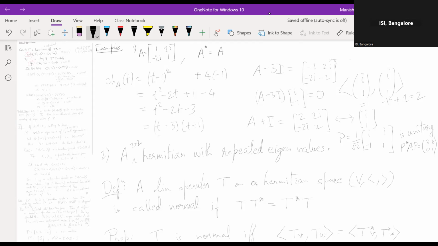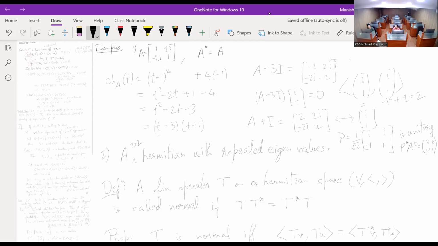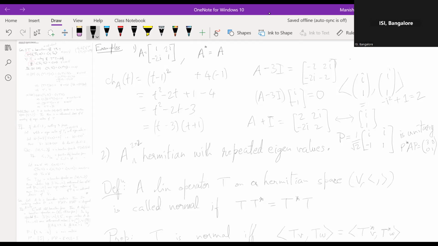So what happens if A has repeated eigenvalues? In this case the eigenvalues were distinct. But what happens if A has repeated eigenvalues? You will still get an eigenbasis of orthonormal vectors, so you will still be able to do it. The theorem says that it's still diagonalizable.